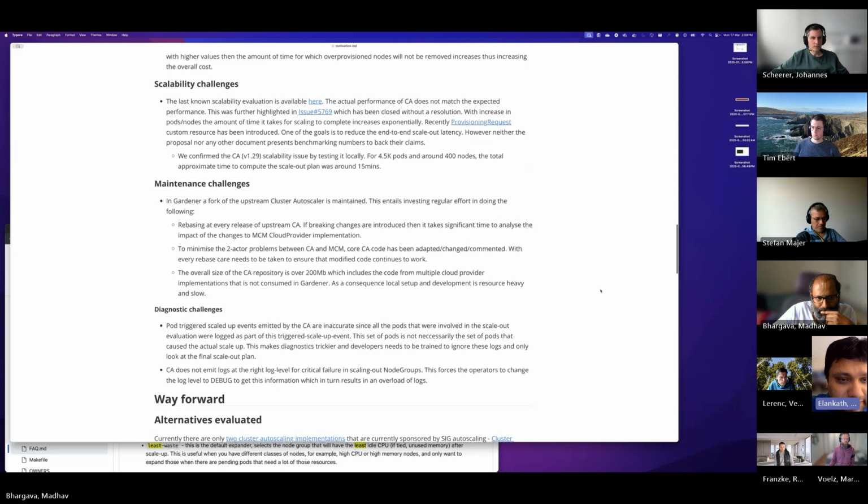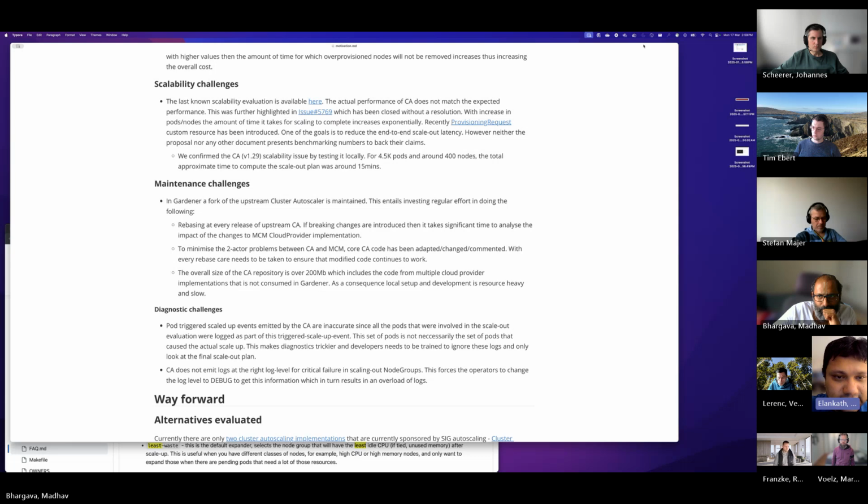Yeah. Then there are maintenance challenges involved as well. As you know, we have our own fork of the CA in which we maintain the MCM cloud provider. And for every release of the upstream, minor or major, we need to rebase and adjust to breaking changes. It takes a bit of time because you have to analyze all the changes and see whether they're applicable to you, what impacts they can have, and if so, whether the MCM needs any adjustment or any documentation, etc.